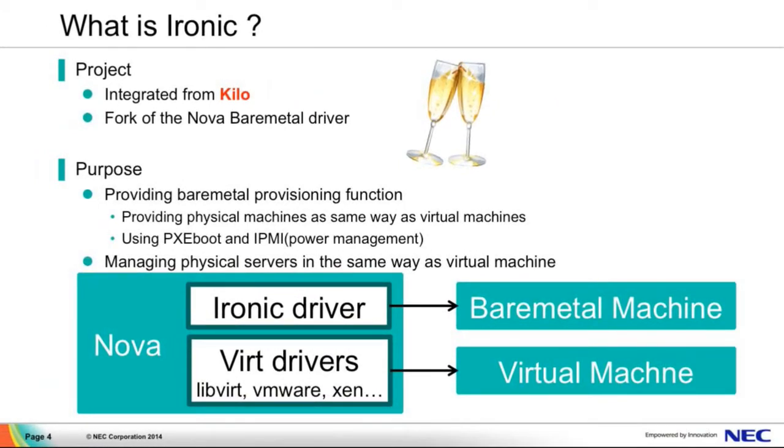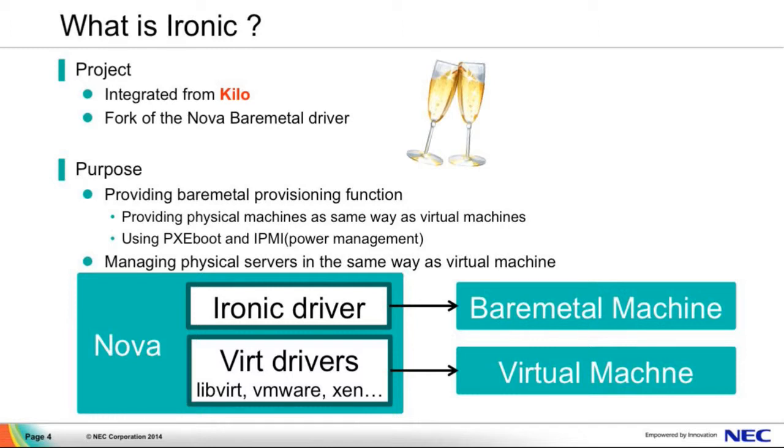Then I will talk about what Ironic is. Maybe you know Ironic better than I, so I will talk simply. Ironic is the project which was integrated from Kilo. Congratulations. Originally, Ironic was a Nova driver named Nova Bare Metal. But because Nova Bare Metal had many functions not related to Nova, Ironic became independent from Nova.